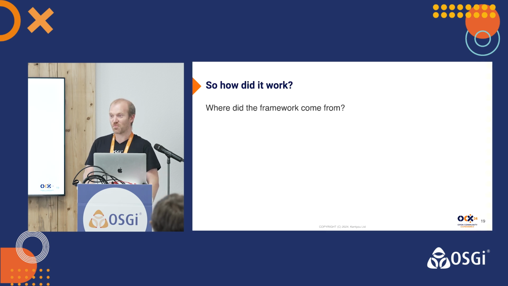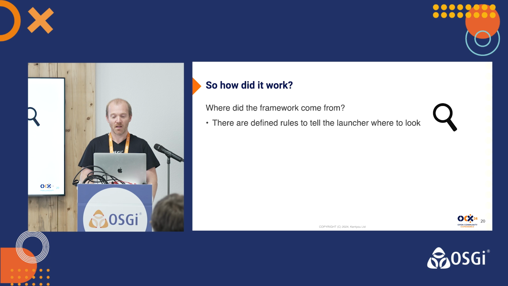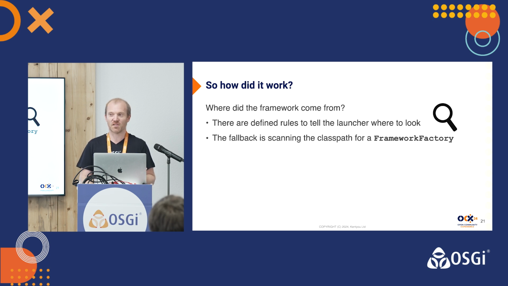So the first question is, where did the framework come from? We said this feature document is just a JSON file, so we needed a framework from somewhere. Well, there are some defined rules in the spec that say where we have to look. One of the fallbacks, and the fallback that was used in this case, is to look on the class path to find a framework factory and launch the framework, which is exactly what the OSGi specifications would suggest you do if you were looking to write your own launcher.